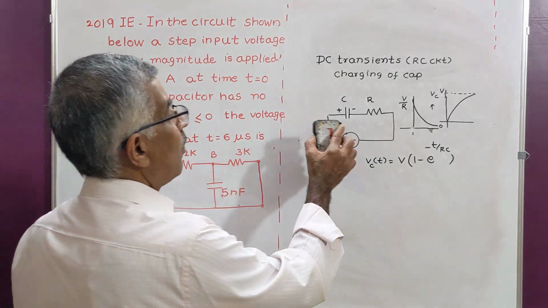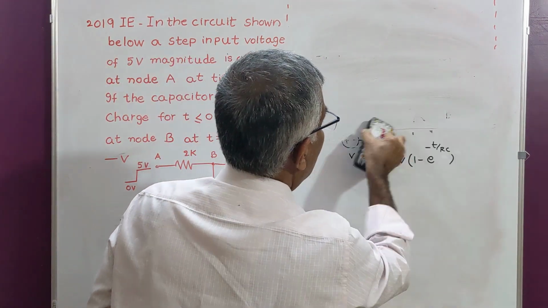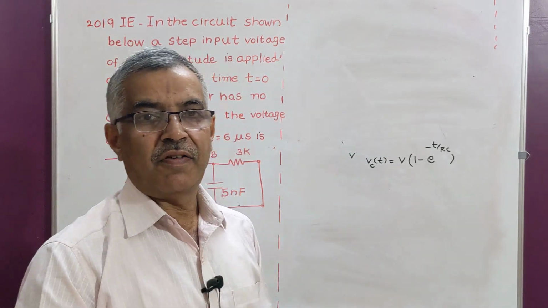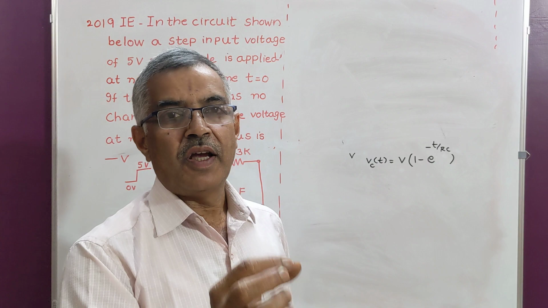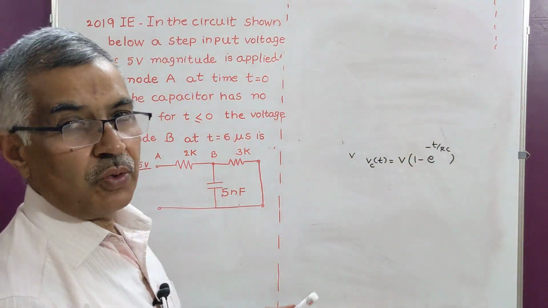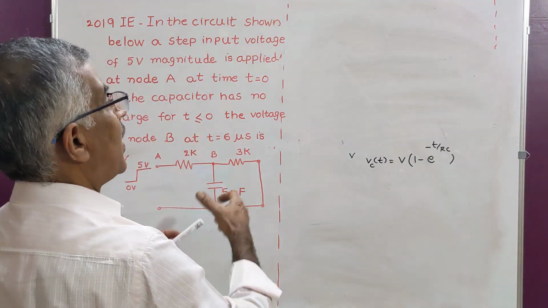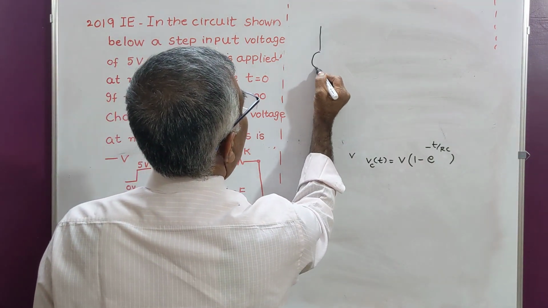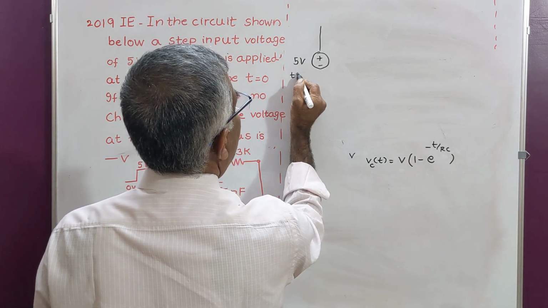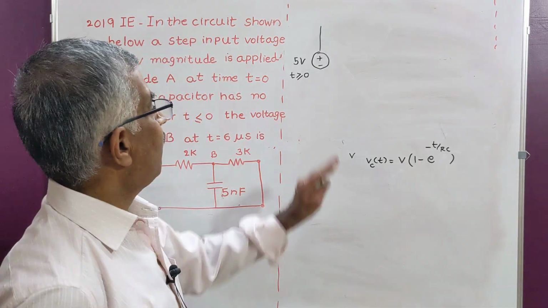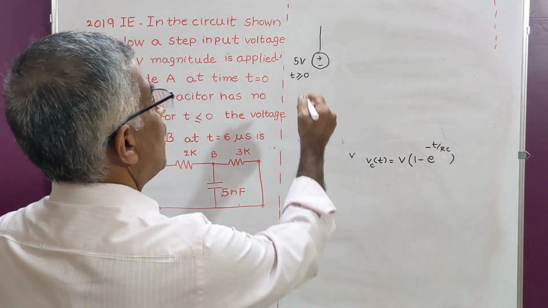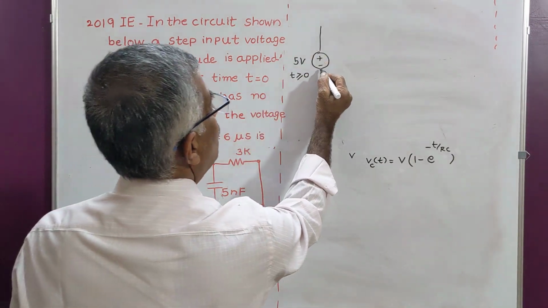Now, in this problem, there is a mention of step voltage. So what is step voltage? A step voltage will act for t greater than or equal to 0 and the voltage remains constant at 5 volts. So it is equivalent to, now I will modify this circuit diagram, a 5 volt source which acts for time t greater than or equal to 0. For t less than 0, its value is 0. That is why step is mentioned. Now, a step voltage is equivalent to a 5 volt source.